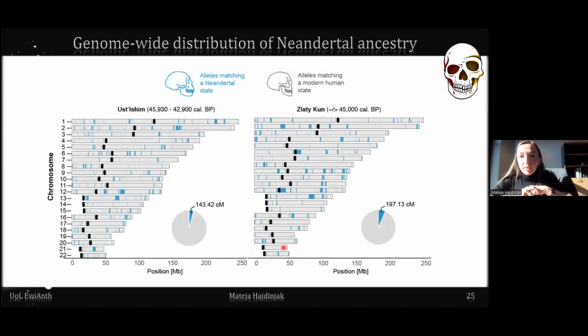So if we look at the genome-wide distribution of Neanderthal ancestry in the 45,000-year-old individuals we have from Czechia and from Russia, this is how the distribution of Neanderthal ancestry looks in the genomes of these individuals. And based on the sizes of the Neanderthal DNA in their genome, we can actually date the admixture that happened somewhere between 80 to 100 generations before these individuals lived, so a few thousand years before they were actually around in their family tree.